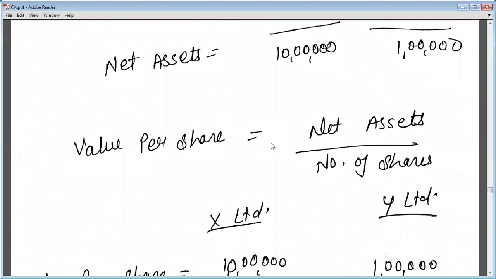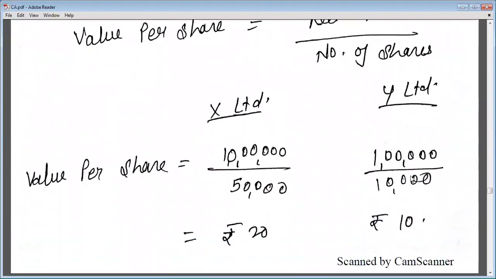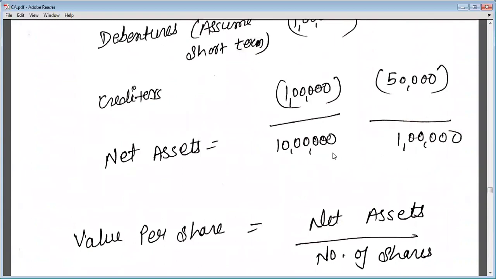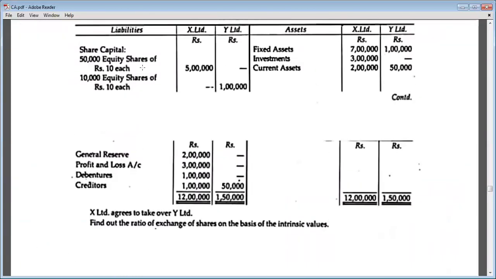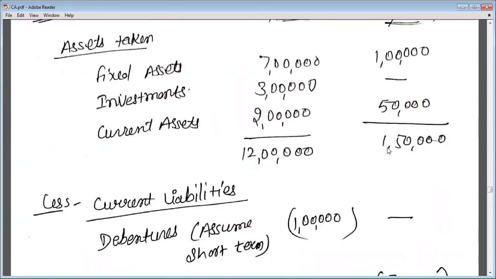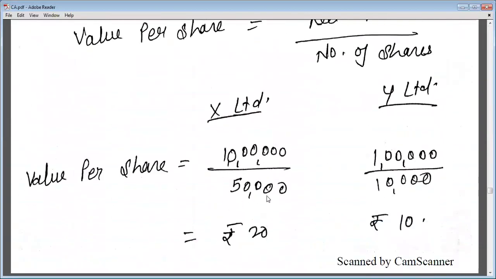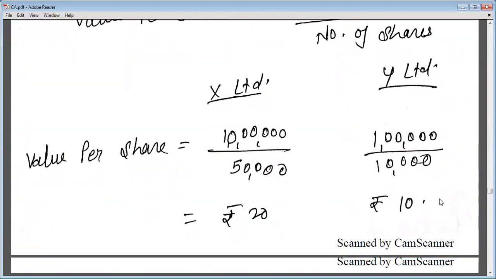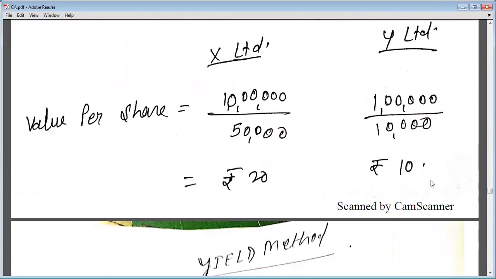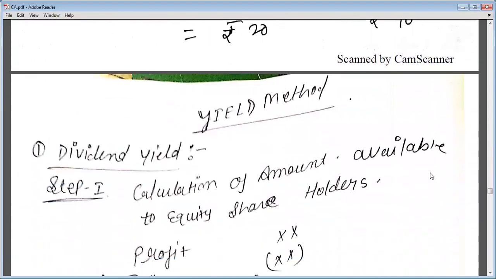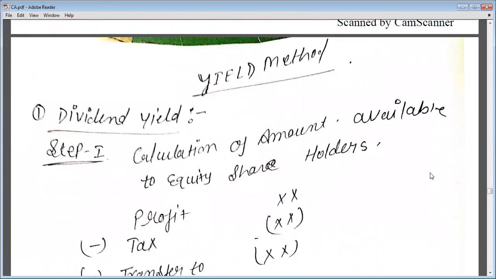So how will we calculate value per share? The formula of value per share is net assets upon number of shares. So for X Limited, value per share is 10 lakhs divided by 50,000. 10 lakhs is net assets and the number of shares in X Limited is 50,000. The number of shares in Y Limited is 10,000 and net assets in Y Limited are 1 lakh. So for X Limited 10 lakh divided by 50,000 and for Y Limited 1 lakh divided by 10,000. So value per share is 20 and 10 in X Limited and Y Limited respectively. Okay. The next method is yield method. So let's see the yield method.